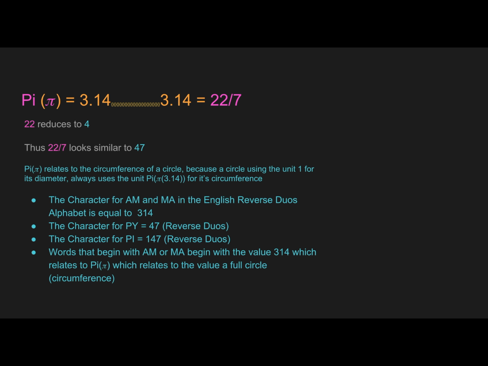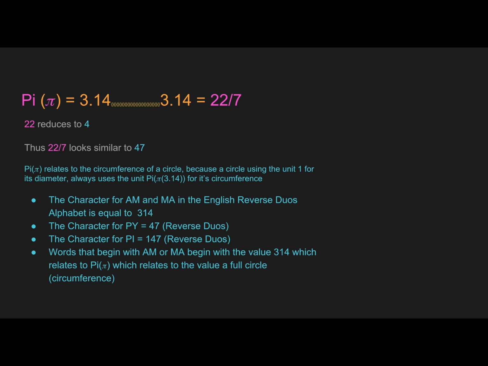So with numerology, 22 reduces to 4. Thus, 22 divided by 7 looks pretty similar to 47, one of the most significant, if not the most significant, number to the occult.